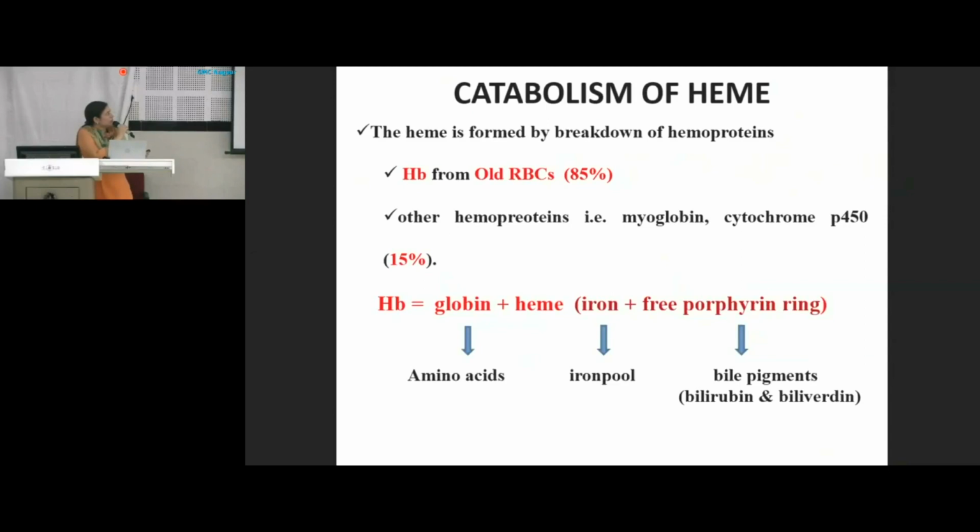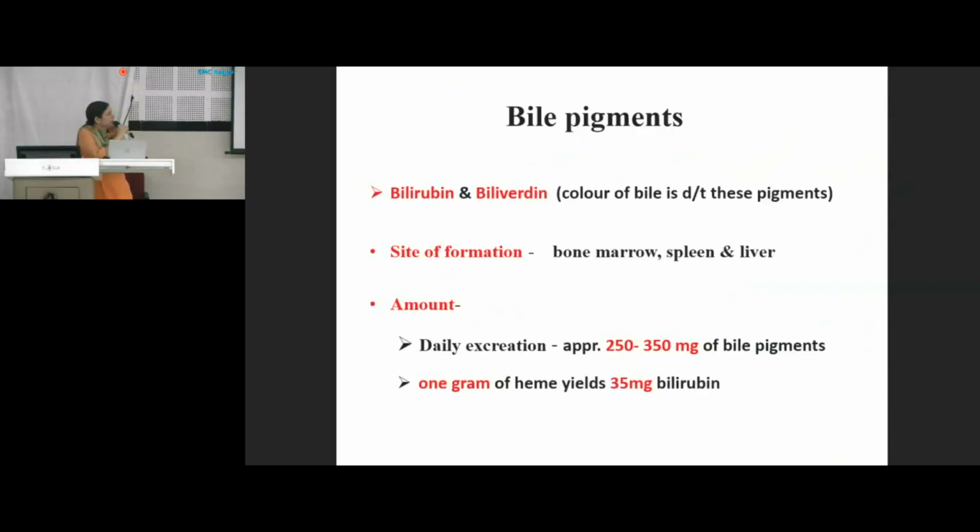So 85% is from old RBCs and 15% from other heme proteins, that is myoglobin and cytochromes. Globin, amino acids are released and reutilized. Heme, iron is released in the ferric form, so it enters the iron pool, and the free porphyrin ring is converted into bile pigments, which are bilirubin and biliverdin. So bilirubin and biliverdin are the two bile pigments, and the color of bile is due to these pigments. Site of formation, as already said, is bone marrow, spleen and liver.